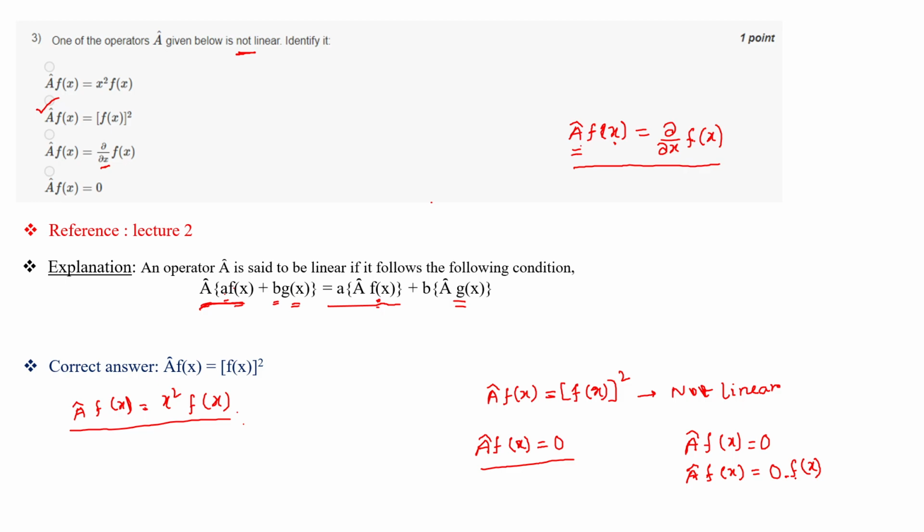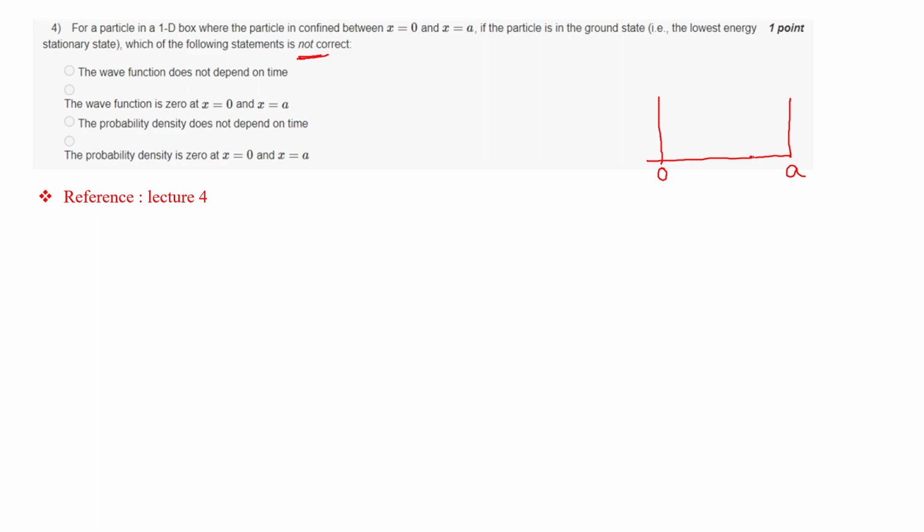Whenever I ask you the answer, don't tell me the correct one; tell me the not correct one. So what is it saying? If there is a particle in a 1D box, you can see it in lecture 4, and this length is 0 to a, along the x-axis. It is in the ground state. Which statement is not correct?